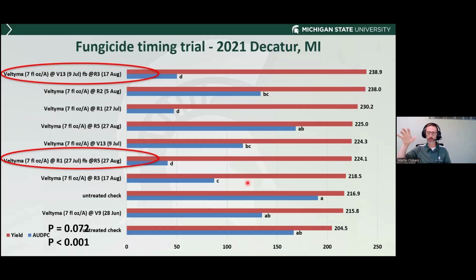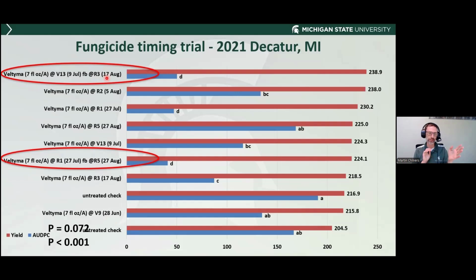So I've split this plot out by the final bushel yield. I've got a couple of untreated checks down here, just showing you the variability in the data. One of those untreated checks was 205 bushel. The other was 217 bushel. The V9 application of Veltima was just too early, and it was no different really, or fell right next to those untreated checks. We did see greater disease suppression with 2 fungicide applications.